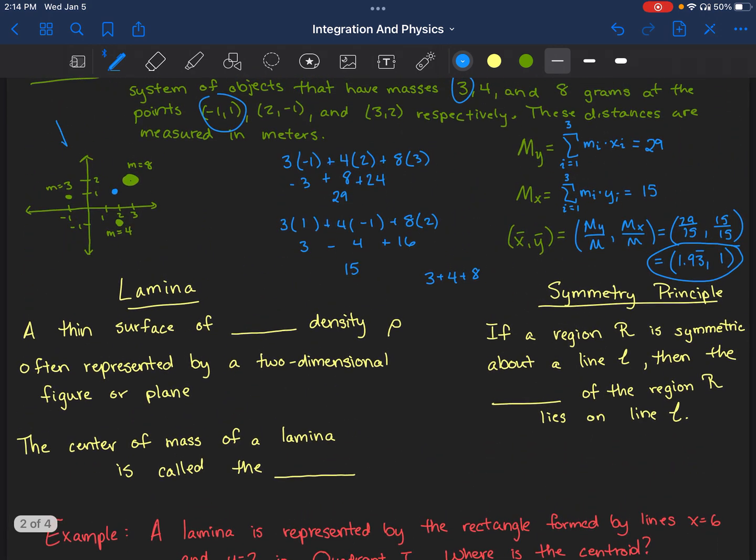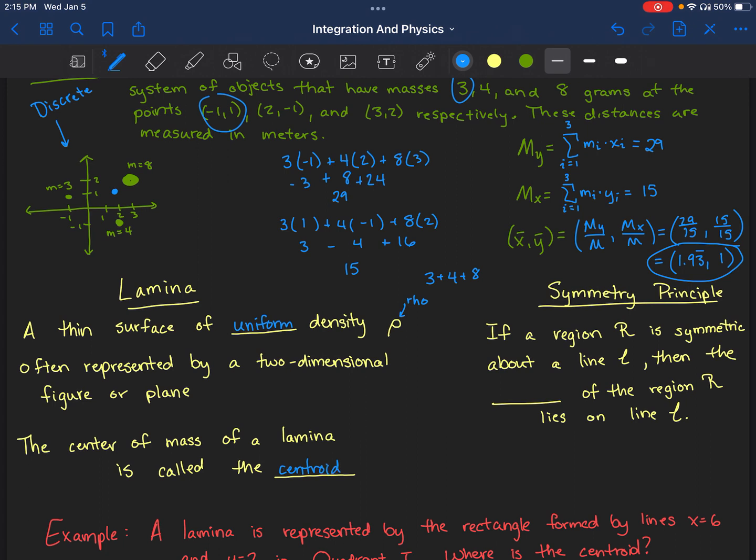Now, the other thing that I want to talk about is, because these are what I would call discrete systems, because it's a collection of points like a scatter plot, what happens if I make it a little bit more continuous? So in that situation, we call it a lamina, which is a thin surface of uniform density. So something you think about is more or less a plain board or a sheet of metal, or a piece of paper. It's a thin surface of uniform density, and this symbol is a Greek symbol called rho. It looks like a P without the stem, and it's often represented by a two-dimensional figure, a plane, some kind of shape. And the center of mass of a lamina is called the centroid.